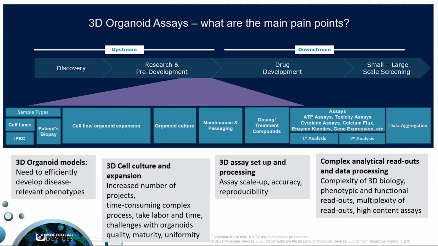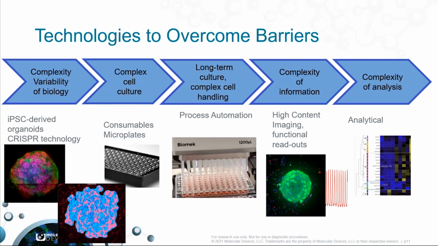So here comes phenotypic screening, functional readout, multiplexity, and high content screening. Fortunately, technologies are being developed to overcome those barriers. Complexity and variability of biology can be addressed by using iPSC-derived organoids and CRISPR technology to introduce disease-related mutations. Complexity of cell culture can be addressed by using consumables and new microplates. Long-term culture and complexity of cell handling can be addressed with process automation. Then complexity of information which comes from these structures can be addressed by using high-content imaging and new functional readouts. Finally, on the analytical side, there are developing methods for complex statistical analysis, which include principal component analysis or machine learning.